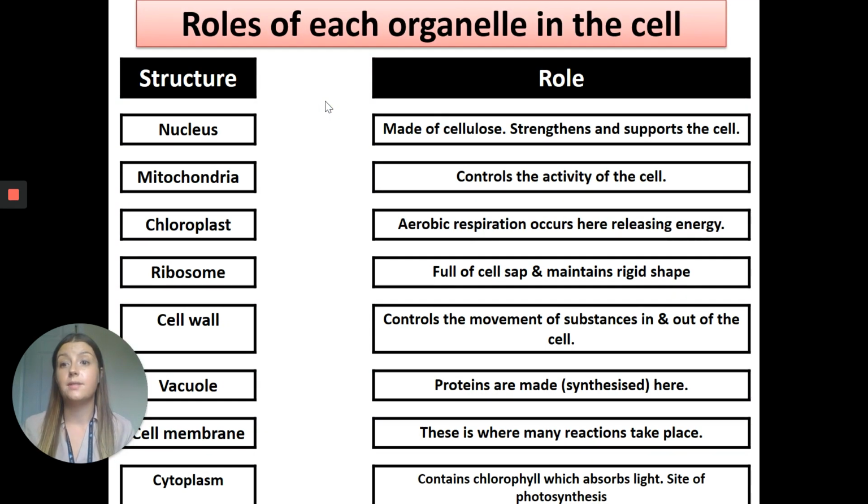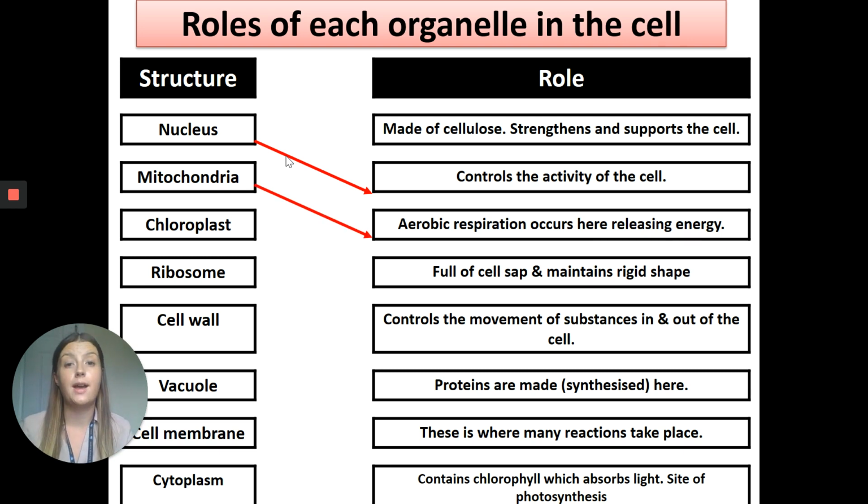What I've done here then is I've listed the structures down one side and the roles of those structures down the other. Now, some of them you'll be able to remember really, really easily. There are others that you might be a bit more cautious of. So if we think about the nucleus, straight away we think about controls the activity of the cell. Now, the nucleus is not the brain of the cell. I've seen so many different students over the years writing down that the nucleus is the brain of the cell. No, it is not. It controls the activity and it stores the genetic material for the cell.